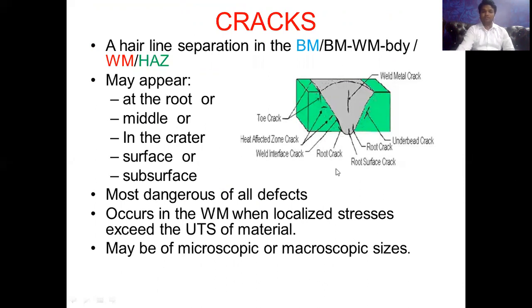If you observe this diagram, when the crack is located centrally, we call it a weld metal crack. If the crack is under the bead, we call it an underbead crack. If the crack is at the root, we call it a root crack. If the crack is at the root surface, we call it a root surface crack. If the crack is at the weld interface, we call it a weld interface crack. If the crack is in the heat affected zone, we call it a heat affected zone crack. And if the crack is at the toe on the surface, we call it a toe crack.